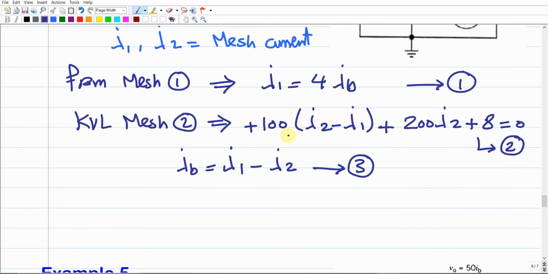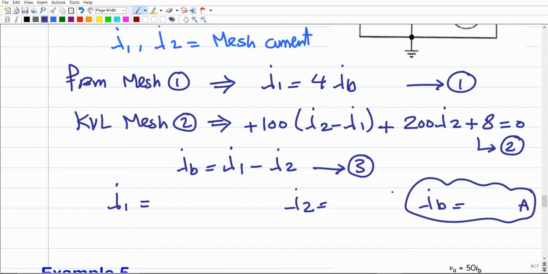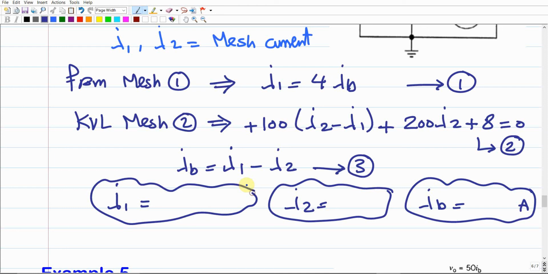So let us just arrange this equation. From the first equation, we're gonna have I1 negative, or let us just, if we solve these three equations, we're gonna end up with I1 equals and I2, then we can find the IB in terms of amperes, right? And this is basically what we're gonna do. So I'm going to solve these three equations.